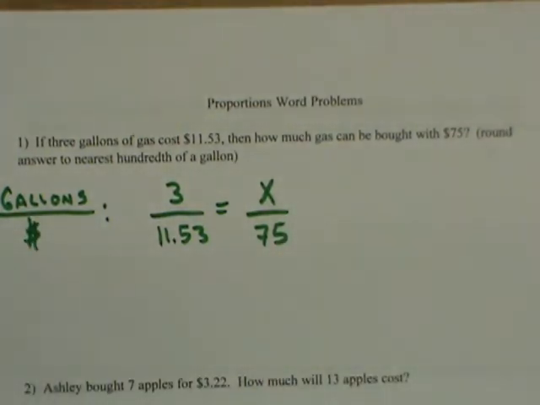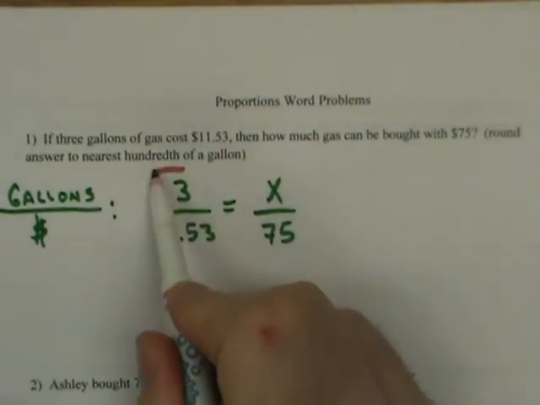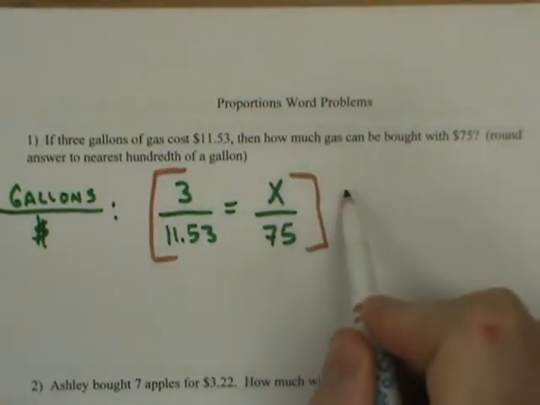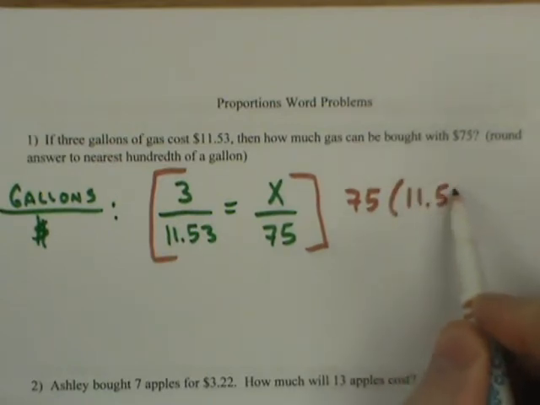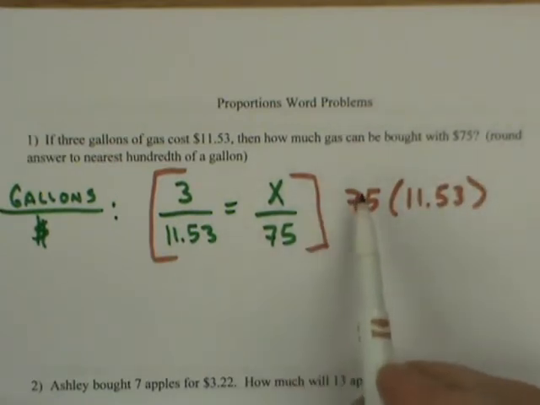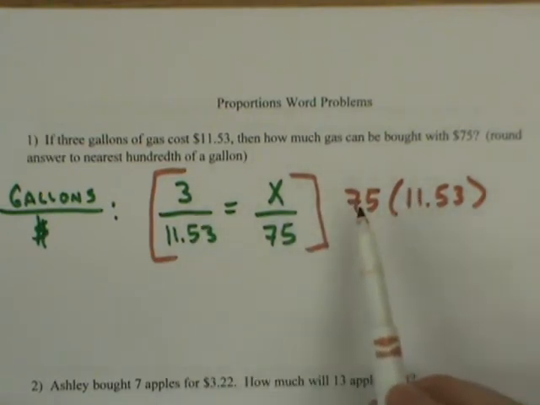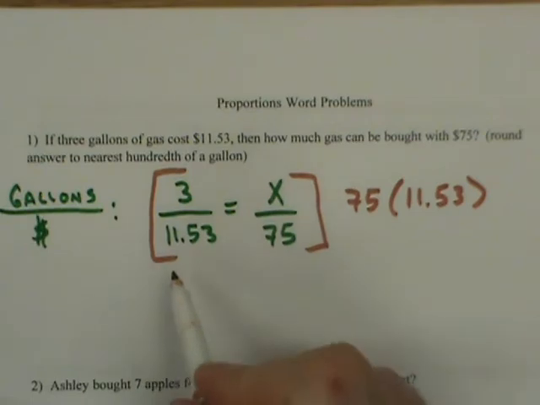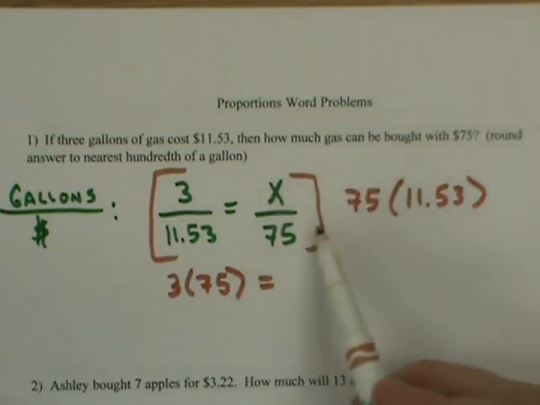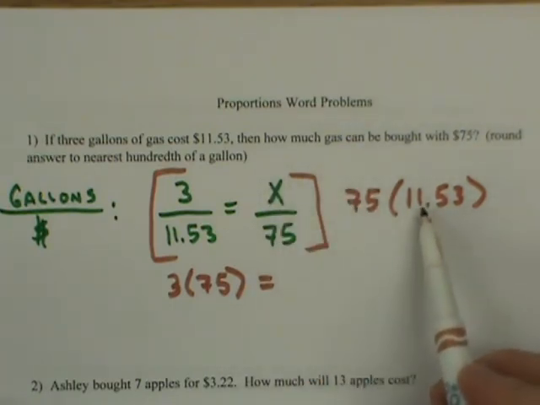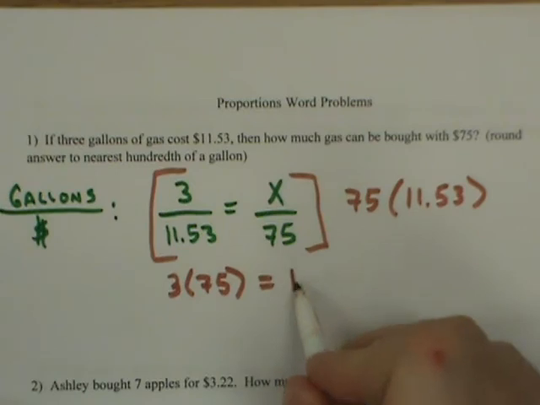And we'll use the techniques taught in the previous section to solve this. I'm going to multiply by the denominators. So I want to multiply by 75 and by 11.53. As I distribute this to the first fraction, the 11.53s will drop out, meaning that I'm left with 75 times 3, or 3 times 75, however you prefer to say it. For the second fraction, the 75s would cancel out, and I'd be left with 11.53 times X.